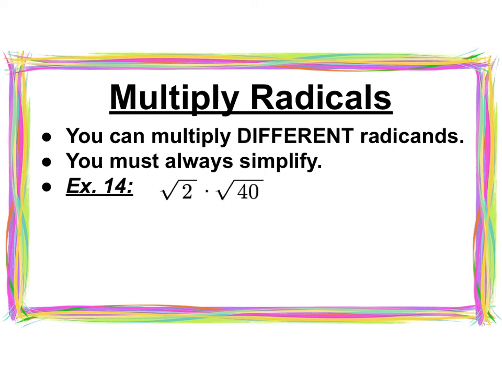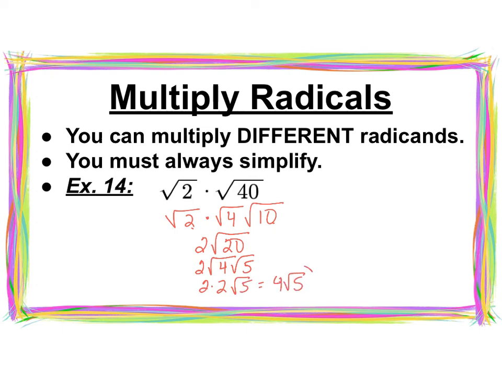But let's try something like this. So square root of 2, that's already simplified. Square root of 40, we can simplify to the square root of 4 times the square root of 10. The square root of 4 is 2, so this becomes 2 root 20. Notice I multiplied the 2 and the 10. Well, now 20 has a perfect square in it, so we can do 2 root 4 root 5, so that's 2 times 2 root 5, which is 4 root 5. That's your fully simplified answer.